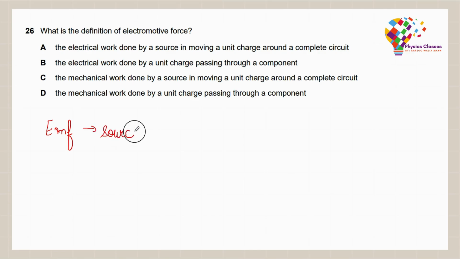Now let's look at all the options in order to choose our correct answer. Option A says the electrical work done by a source in moving a unit charge around a complete circuit. This option seems to be correct. Let's look at the other options. The electrical work done by a unit charge passing through a component. This idea is wrong because EMF is the maximum work done, and maximum work done is always when you go through the complete circuit.